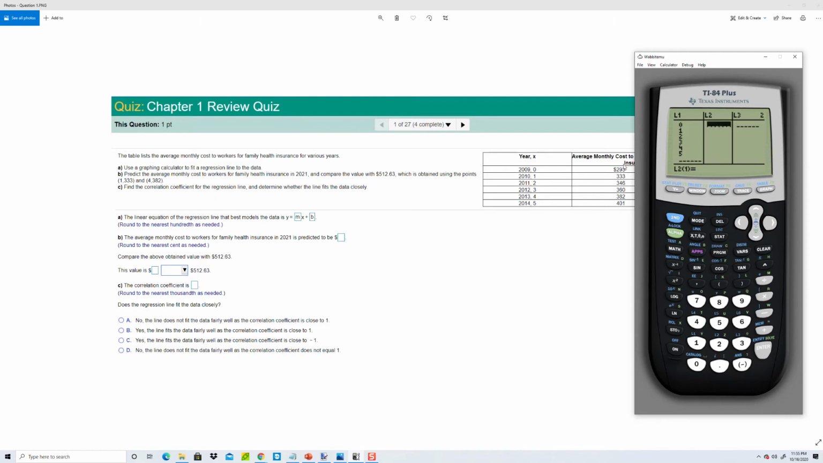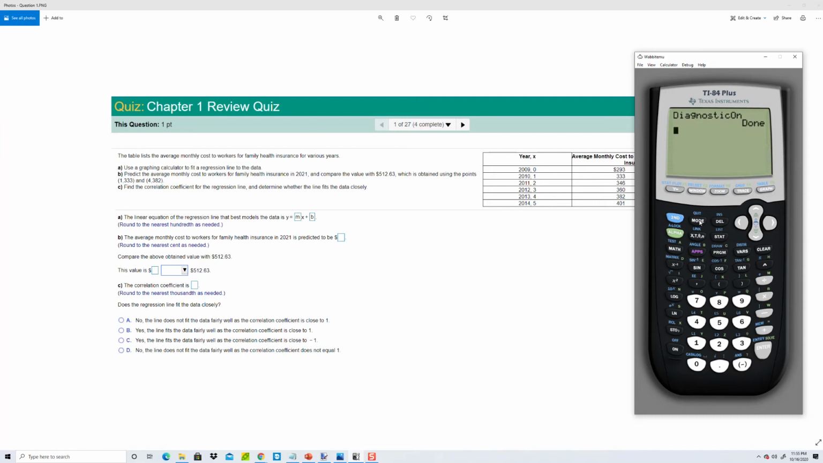Over on this side, I'm going to put these numbers. So 293, enter. 333, enter. 346, enter. 360, enter. 382, enter. 401, enter. Okay, then I'll exit out, second mode.